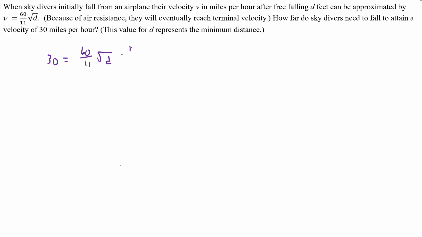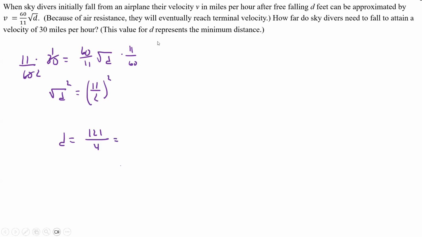Now we need to get rid of the 60 over 11, so we'll multiply by the reciprocal. Well, here that goes in once, that goes in twice. So we have square root of d is equal to 11 over 2. Now, if we want d, we have to square that, and if we do that, we have to square this. So d is equal to 11 squared, which is 121, divided by 2 squared, which is 4. And so now we just have to divide that out, and then we're going to round.